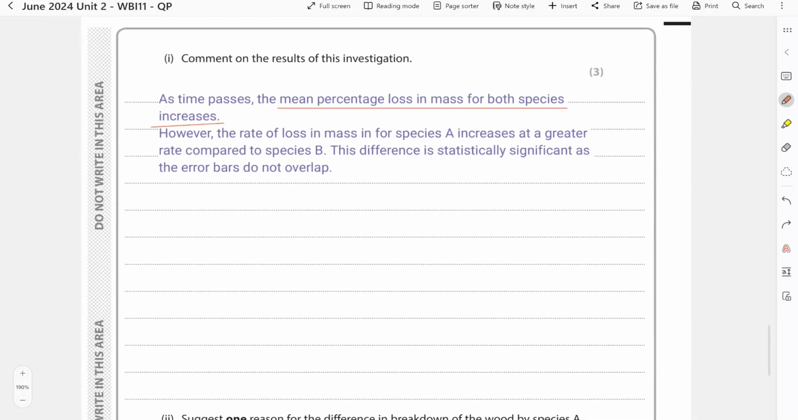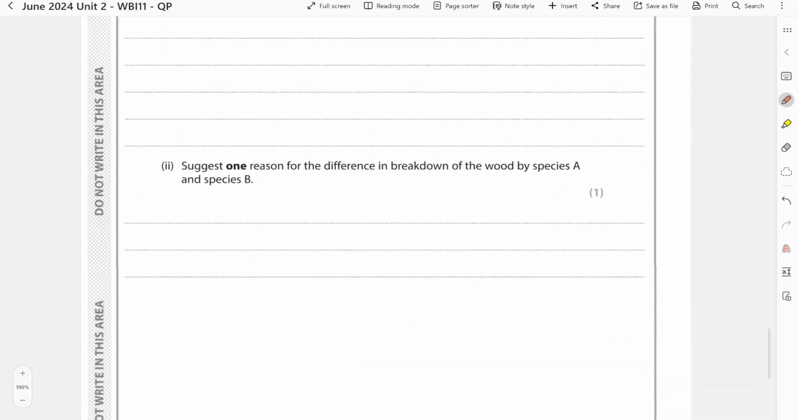All right, so I wrote, as time passes, the mean percentage loss in mass for both species increases. However, the rate of loss in mass for species A increases at a greater rate compared to B. That'd be the second mark, and then you would always talk about the error bars. So in this case, the difference is statistically significant.